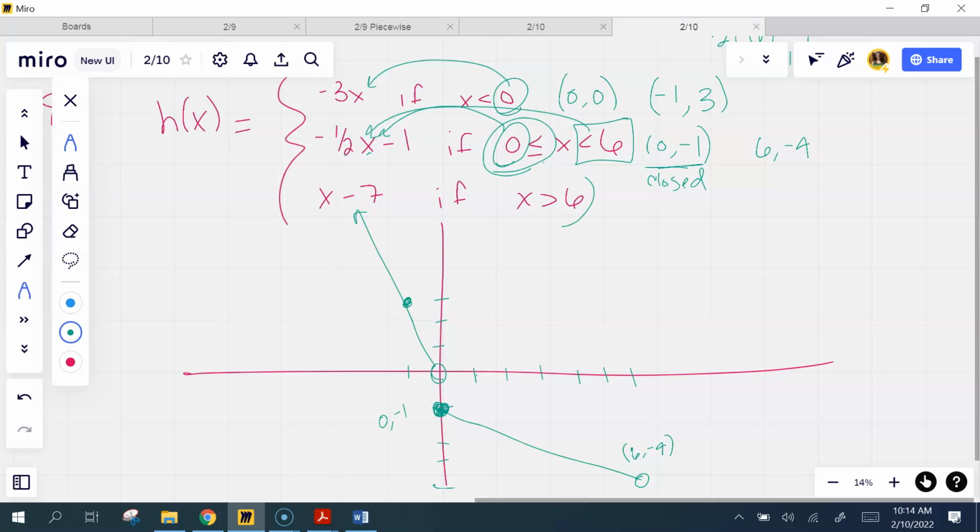Plug in 6. What do you get? -1. 6, -1. Is it open or closed? Open. And then what is an x that would satisfy that? Bigger than 6. 7. You plug 7 in here. 7 minus 7 is 0. Here's 7.